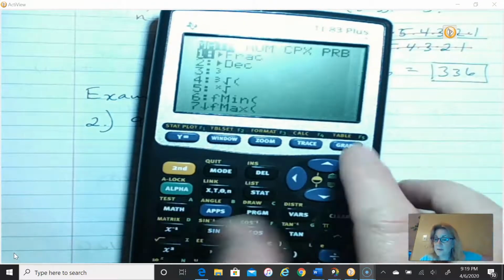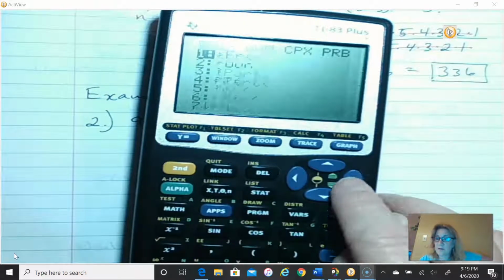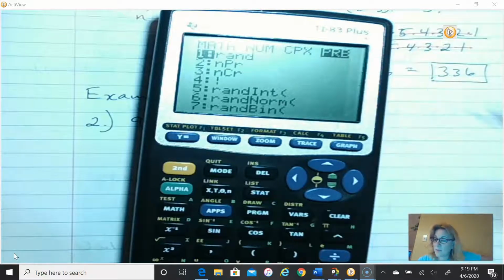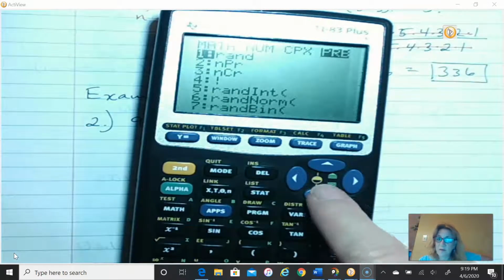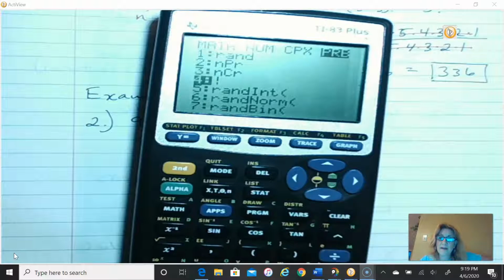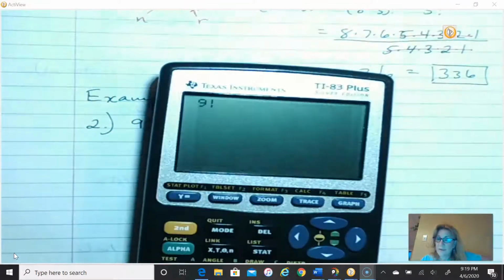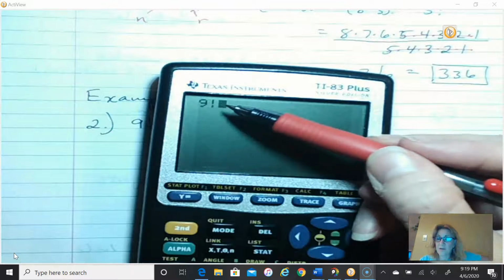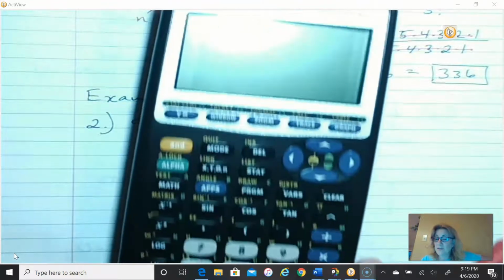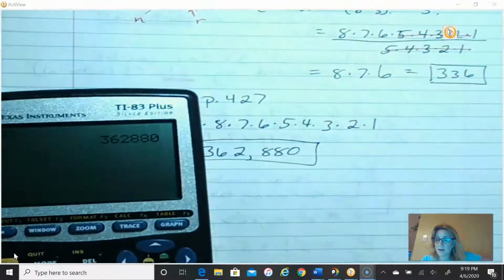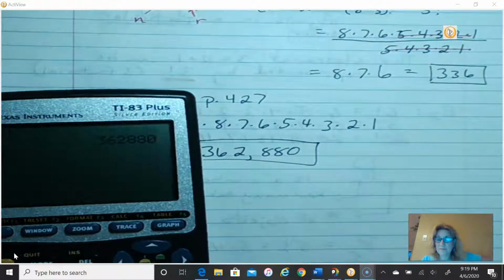Math. Remember, move it over to PRB, and then number 4 is our factorial. Hit enter, and it has it spelled out for you, 9 factorial. Hit enter again, and there's your answer. Okay?